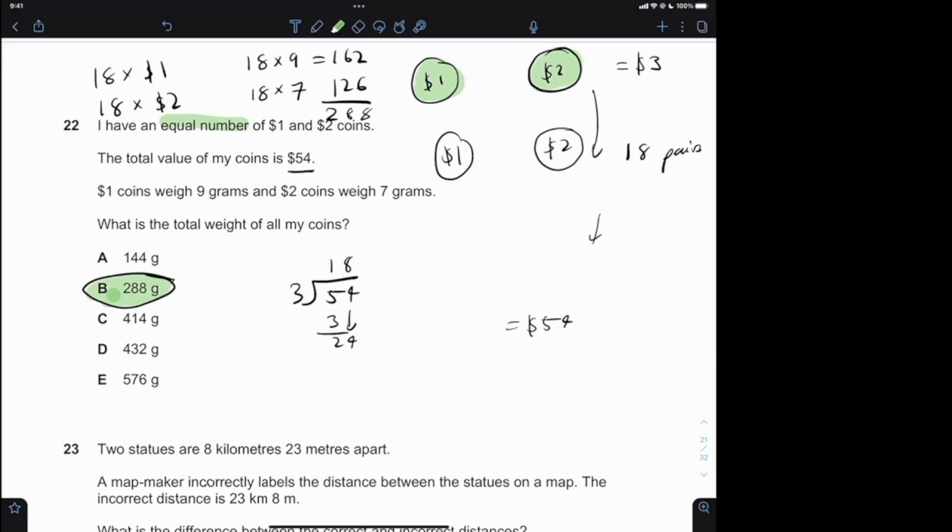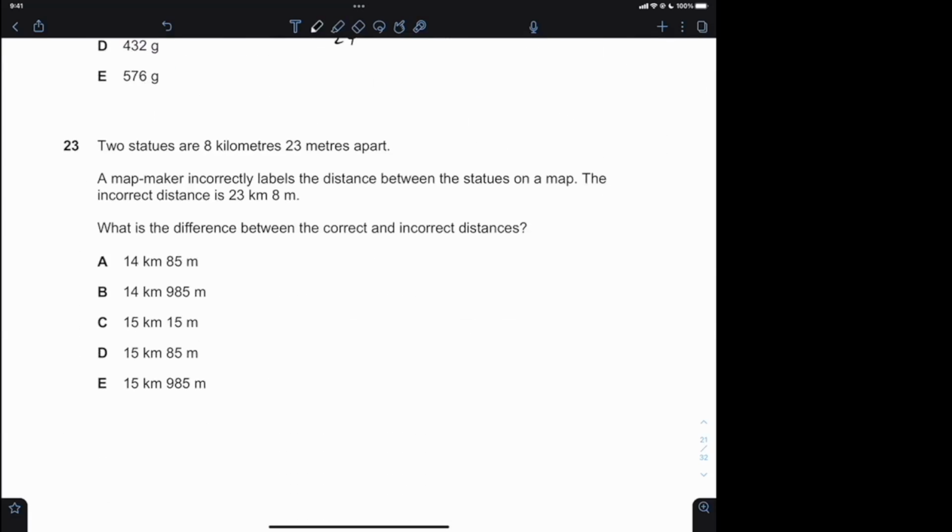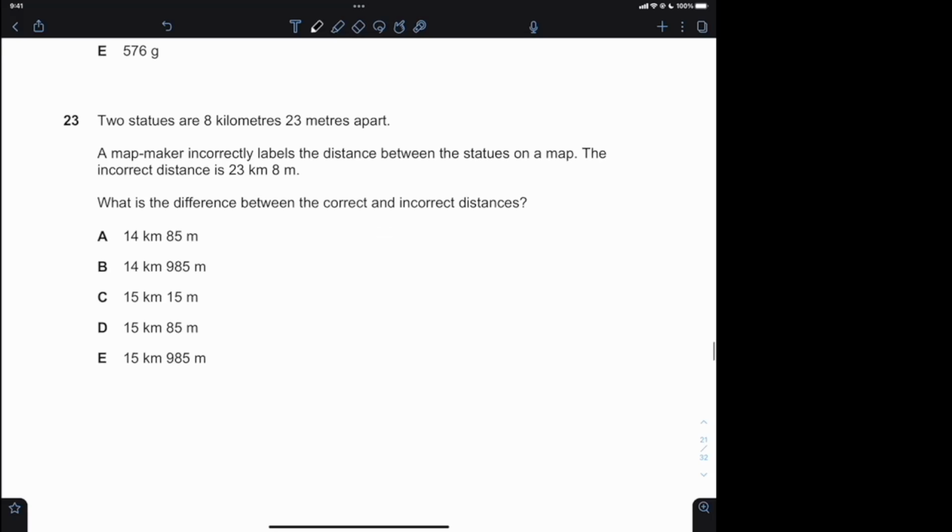All right, so question 23. Two statues are 8 kilometers, 23 meters apart. A map maker incorrectly labels the distance between the statues on a map. The incorrect distance is 23 kilometers and 8 meters. What is the difference between the correct and incorrect distances?